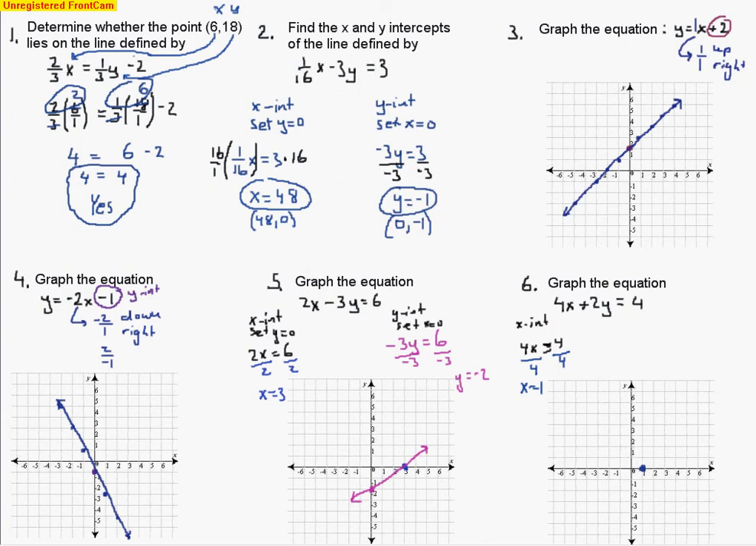Now I can find the y-intercept by setting x equal to 0. And so when I do that, it cancels out this x term, leaving me only with 2y equals 4. And so from that point, I can go ahead and divide by 2 and come up with my answer. So y equals 2. So I'm just going to go up 2 spaces. Up 2 because it's a positive 2. And put a dot there. And then be able to draw a line between those 2 points.